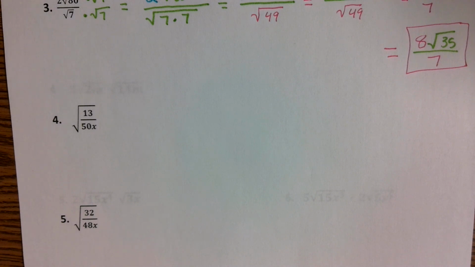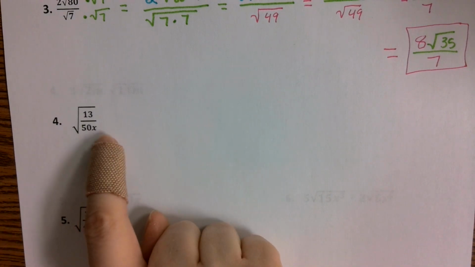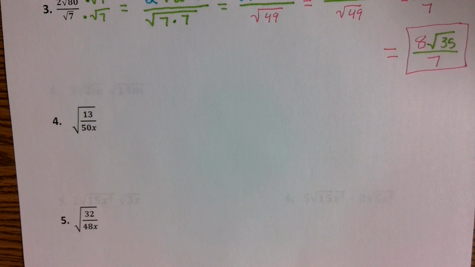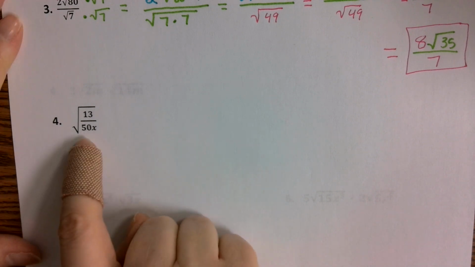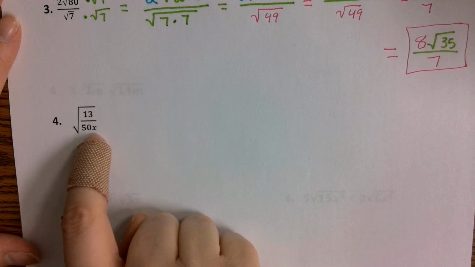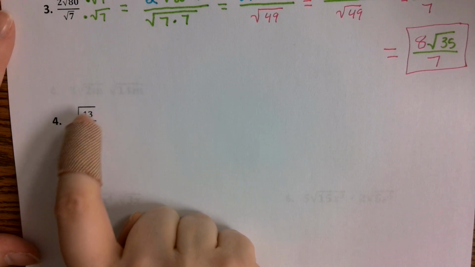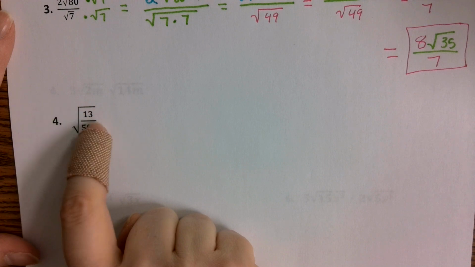So for problem 4, square root of 13 over 50x. 50 is not a perfect square. X is not a perfect square. You cannot simplify 50 with that 13 either.